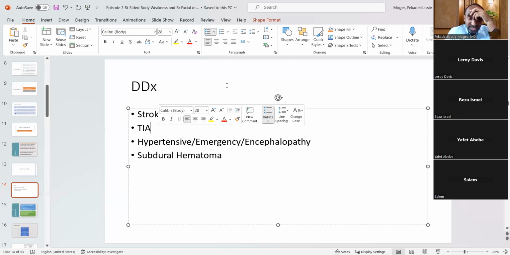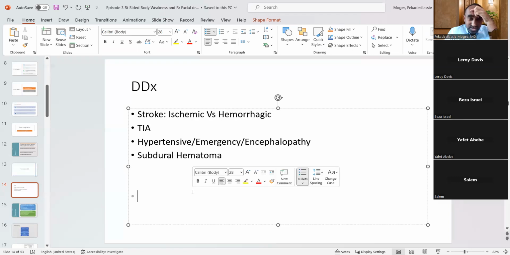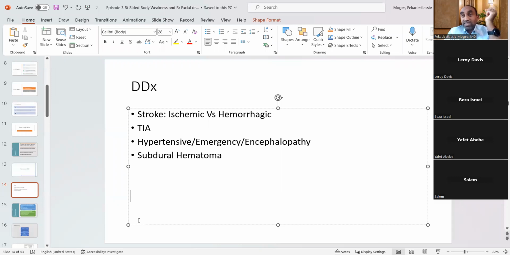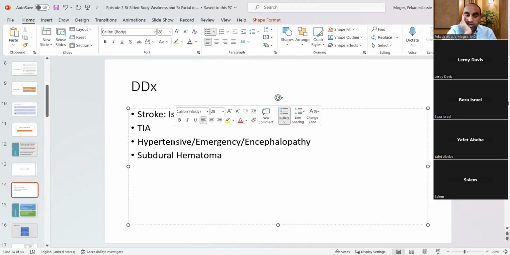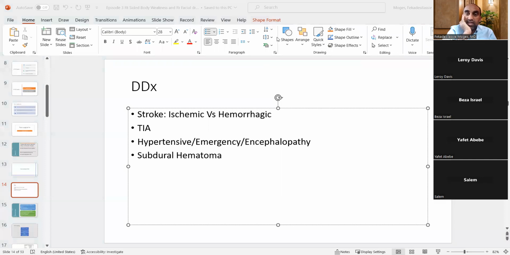What about TIA, guys? Are we dealing with TIA, transient ischemic attack? Who is bold enough to answer this question? Are we dealing with TIA? Yes, it can be TIA. Okay, you say yes. Who is that? Beza is saying yes. The patient's presentation is still within the 24-hour window. So okay, it counts. Beza is saying since the duration is less than 24 hours, TIA can be our differential.